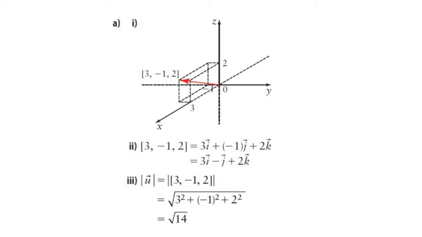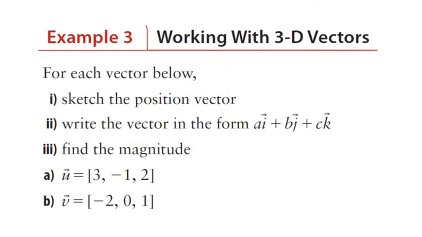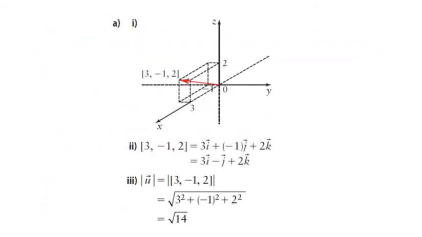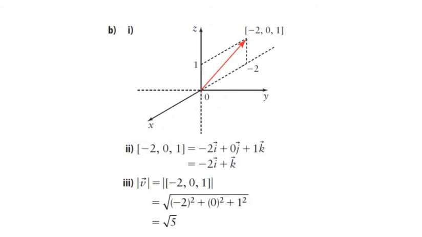Now let's go back and see the second vector as well. Negative 2, 0, and 1. It's going to be here. That's how we show it. Since x is negative 2, we are going toward the negative side of the x-axis, 0 for y, so we don't move on the y-axis, and positive 1 for z. So it means that we just go 1 unit up.